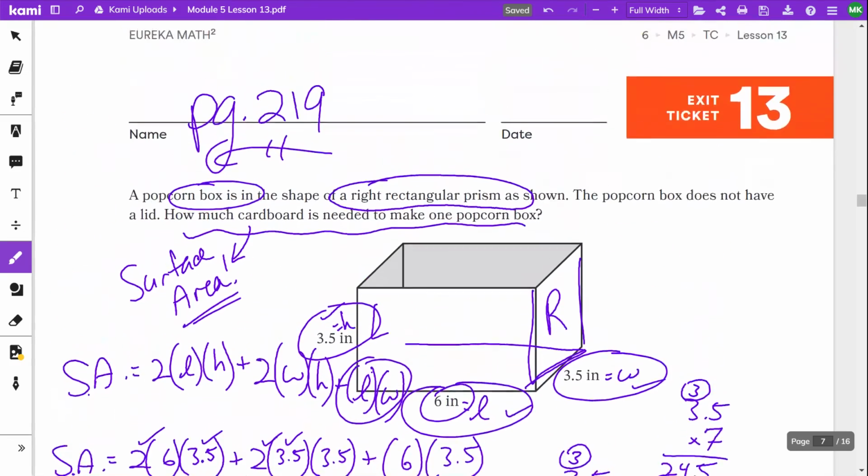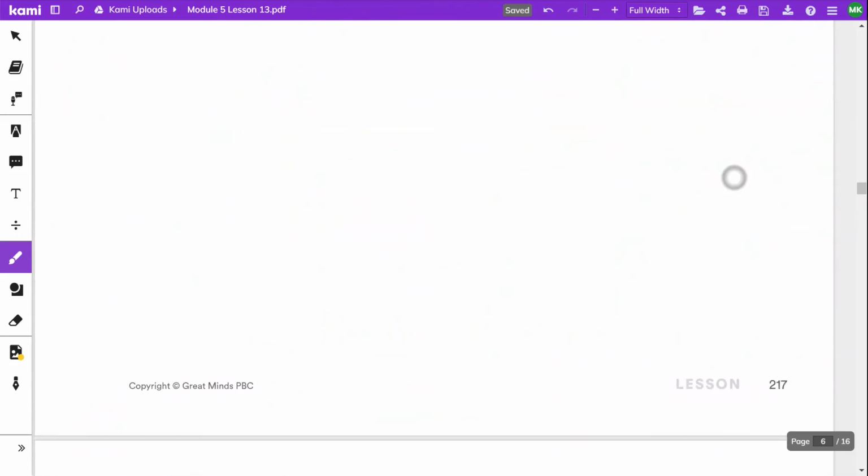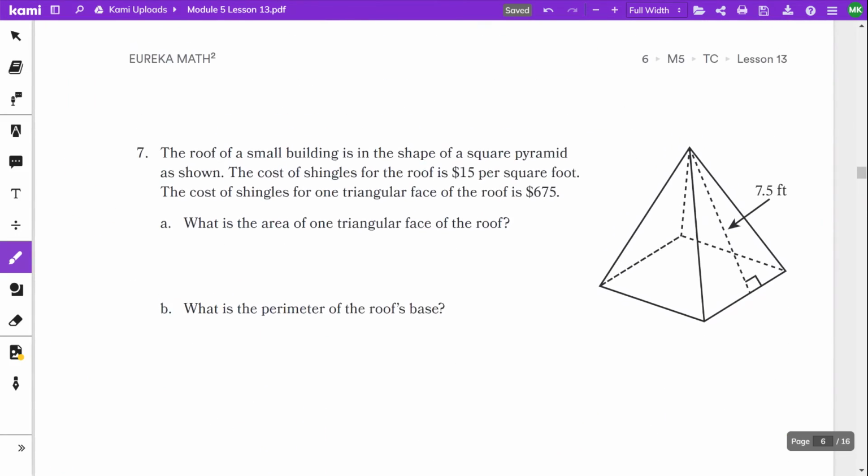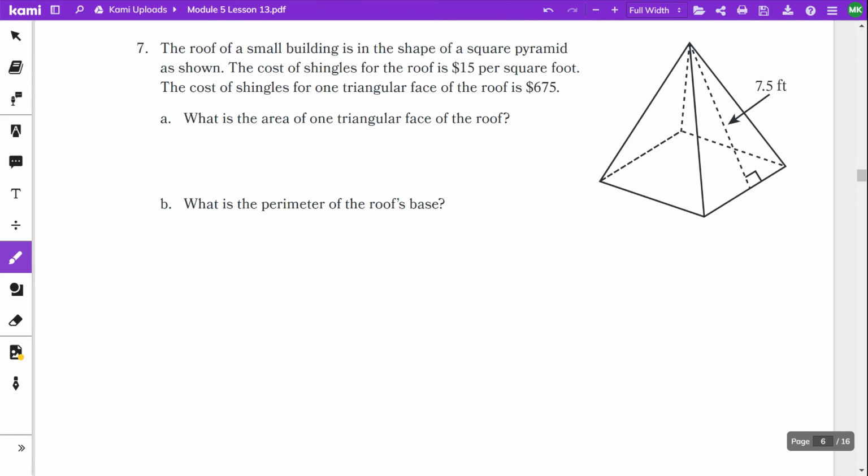Okay, now, as promised, I want to do another one here. So we're going to cruise on up to this problem. This one's more complicated. That's why I wanted to hang out in here. So the roof of a small building is in the shape of a square pyramid. That's interesting.